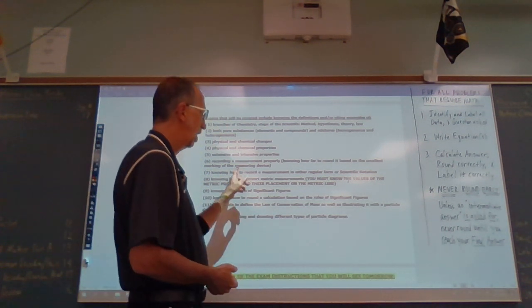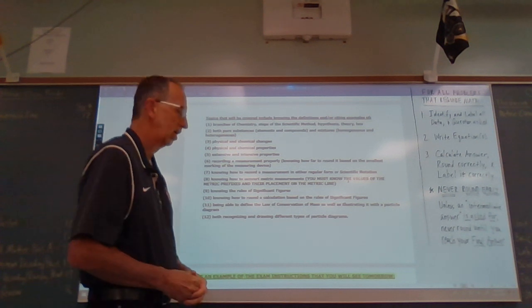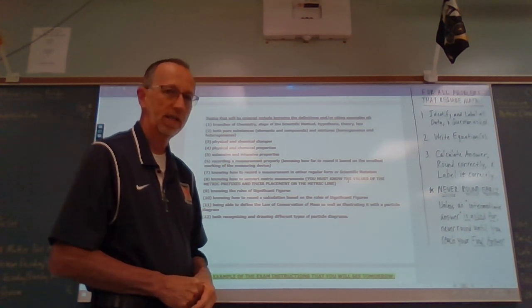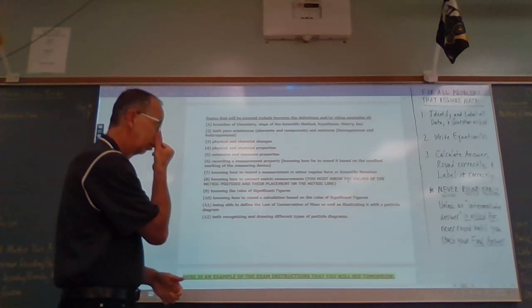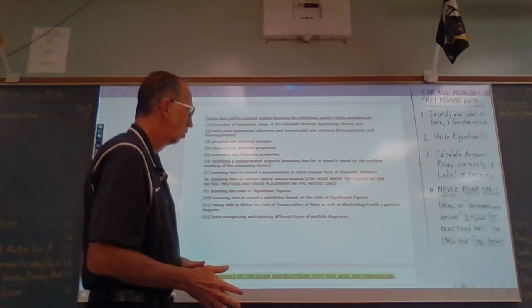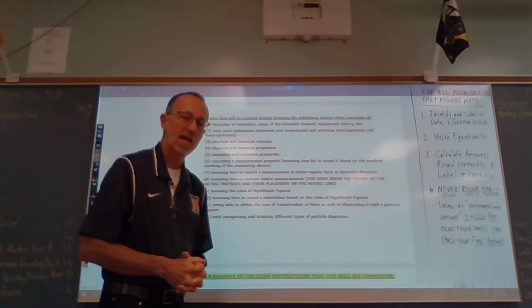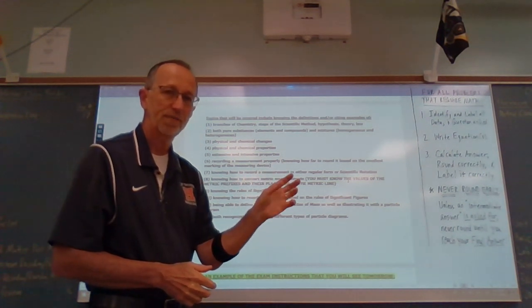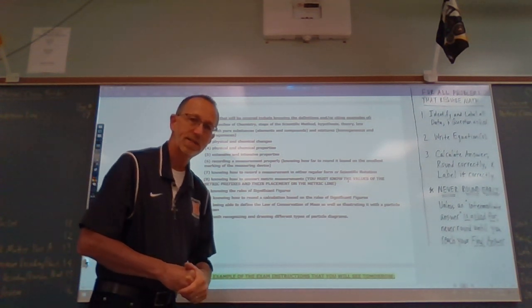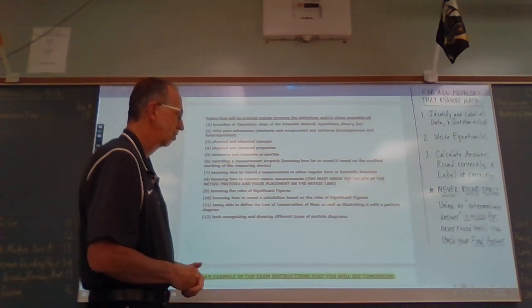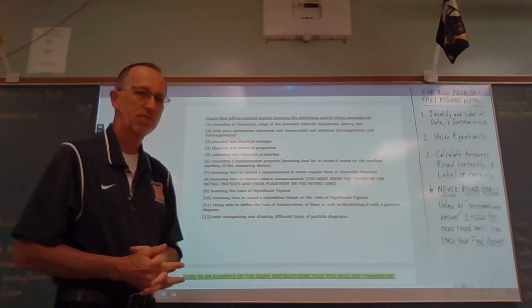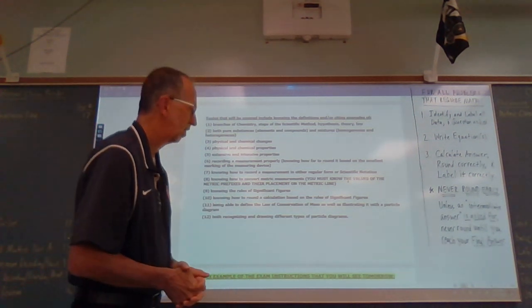Remember, on a manual device, you round based on the value of the smallest marking, and then of course you go one past that. Make sure you absolutely know that. Know how to record a measurement in either regular form or scientific notation. Be able to flip back and forth between both ways of recording a number. Know how to convert a metric measurement. You must know the values of the metric prefixes and their placement on the metric line.